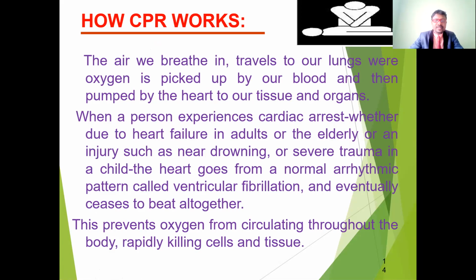The air we breathe in travels into the lungs, where the oxygen is picked up by our blood and then pumped into the heart, the tissues and organs. If you know the blood circulation, this is how the blood is purified in our lungs. Whatever breath we take in, the air enters the lungs, goes into the windpipe, and from the windpipe to the bronchi: the primary bronchus, secondary bronchus, tertiary bronchus, and bronchioles.